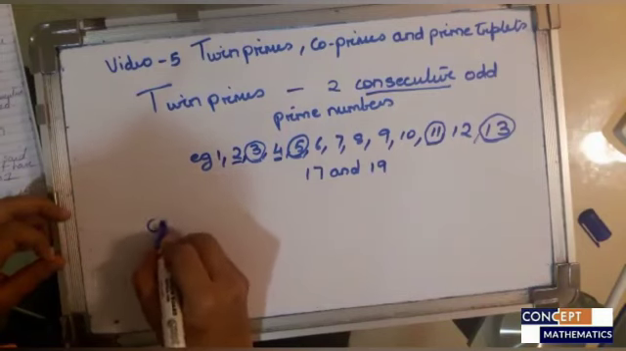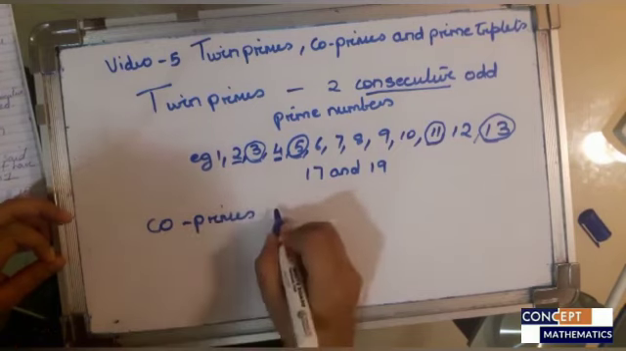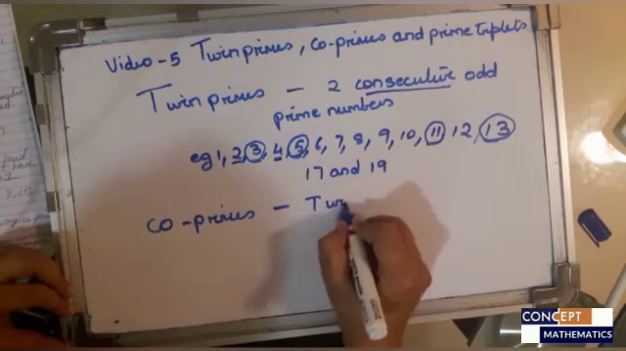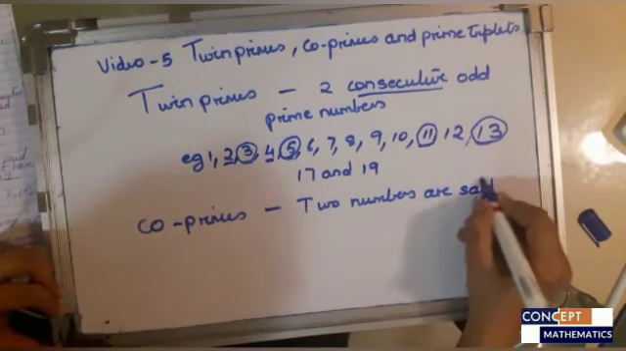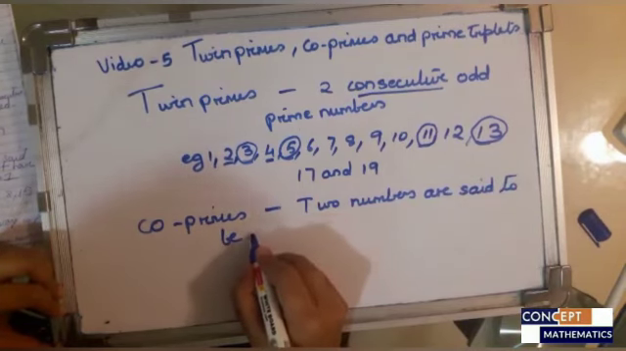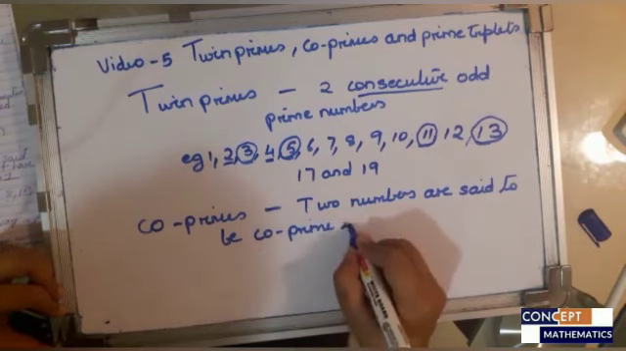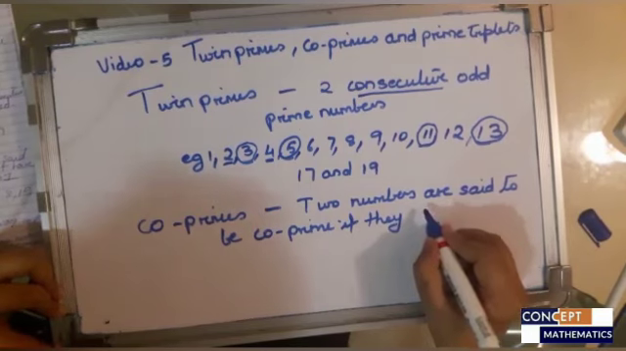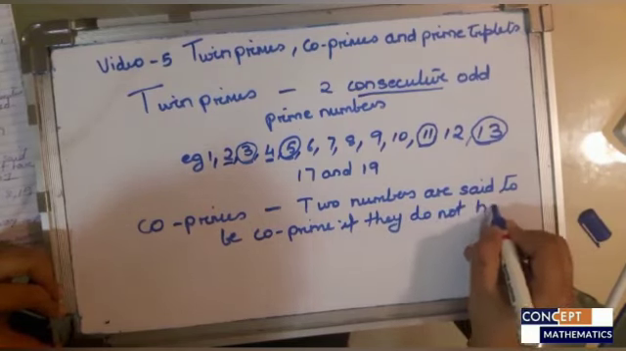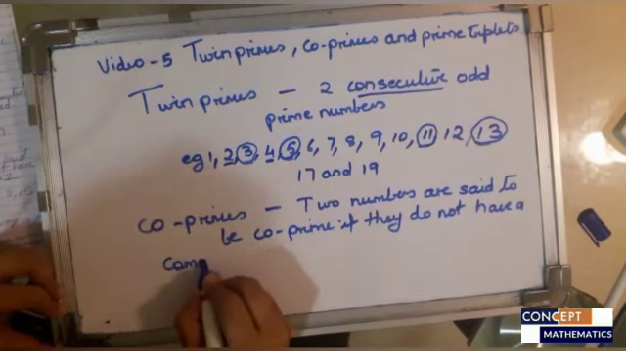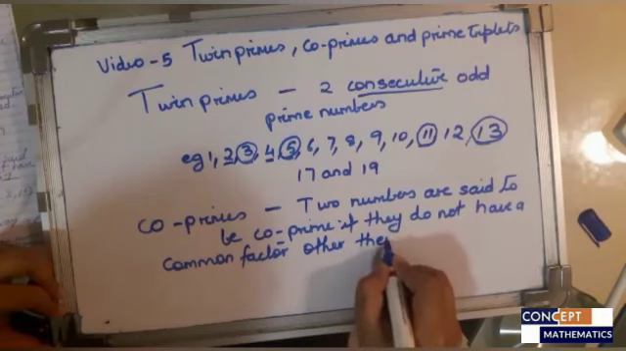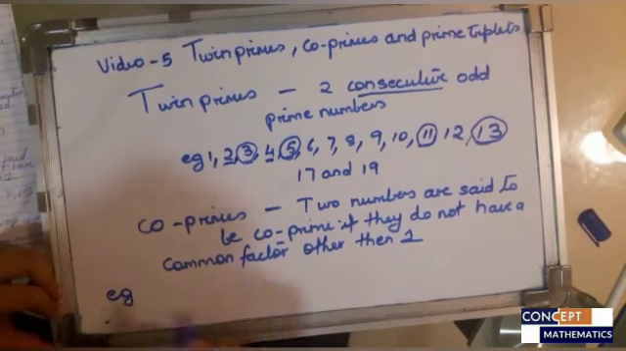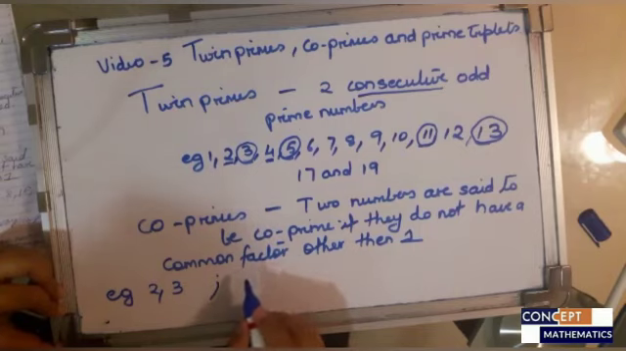So now what are co-primes? Two numbers are said to be co-prime if they do not have a common factor other than 1. So, for example, 2 and 3, then 4 and 9.